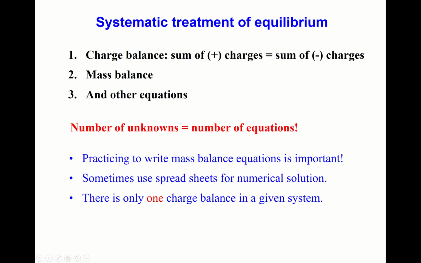In other words, the number of unknowns must be equal to the number of equations. Since you prepare any solution, there is only one condition. But the question is, how do we find the number of equations? In this case, we need some techniques. First, there are two equations: the charge balance and mass balance equations. What is the charge balance equation?